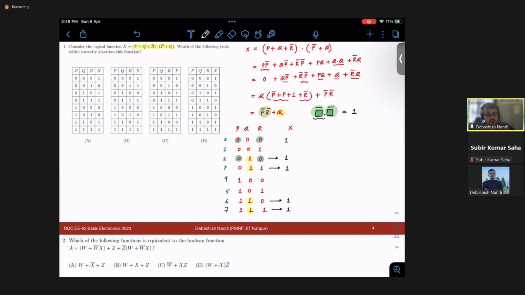This is one way to do it. This will teach you how to intuitively think about it. The other way, you can just put P equal to 0, Q equal to 0, R equal to 0 and check what X is. Then again you can do 0, 0, 1 and check the outcome. That will be a little time consuming, but you will get the result. So I suggest that at first you try it that way. That is very trivial. Once you get the knack of it, you can use these kinds of short tricks.